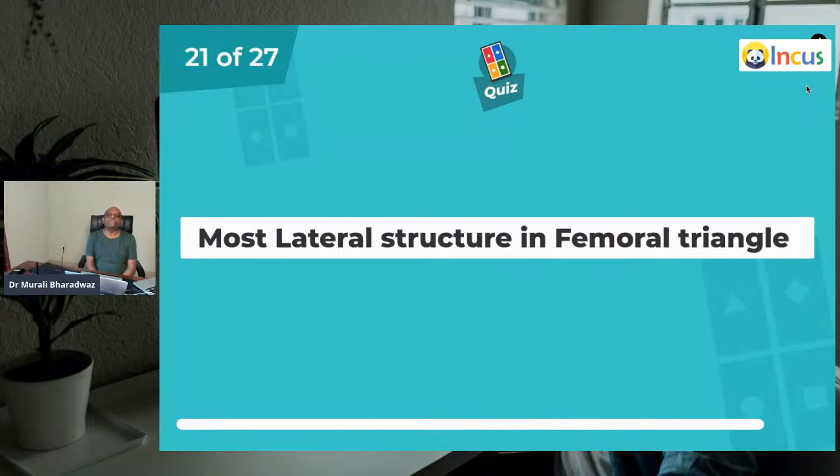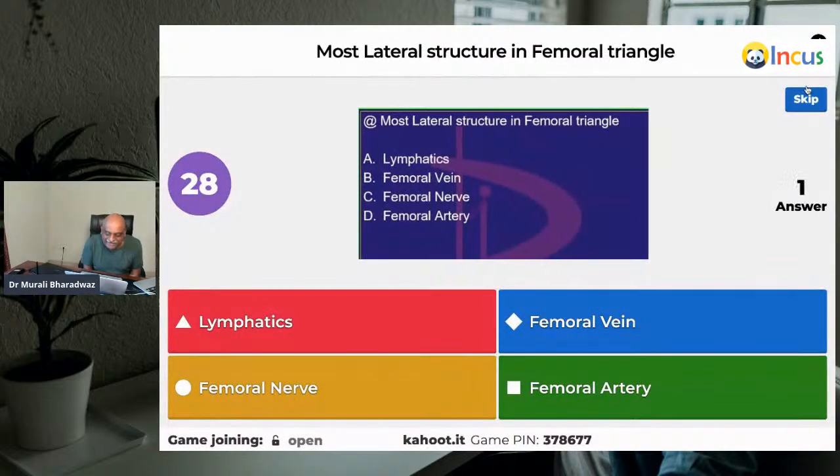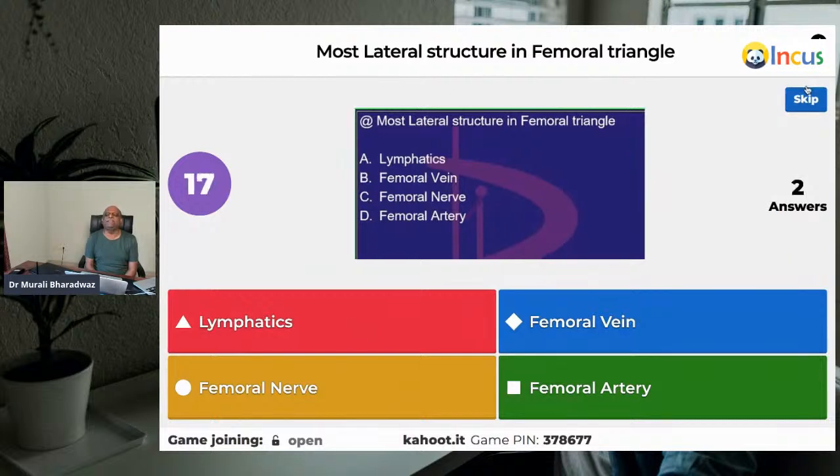What is the most lateral structure of the femoral triangle? Oh my God. This is very, very important. If you do this question wrong, your anatomy health is very, very poor, because this is what we all learn in our anatomy first year. Punch, punch, punch.